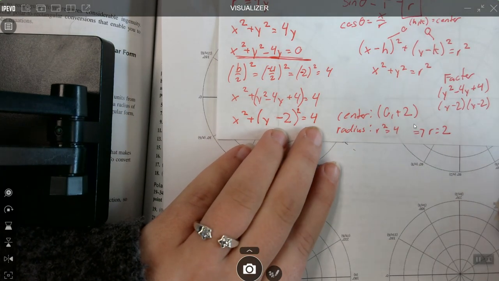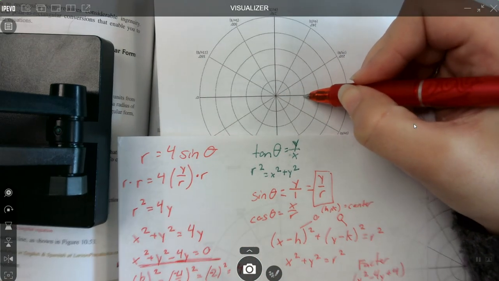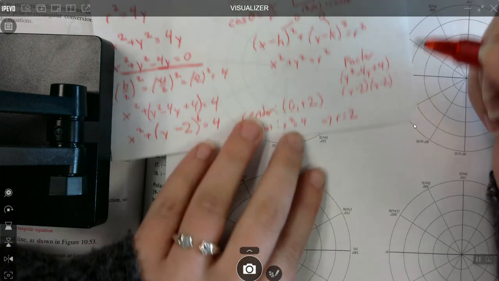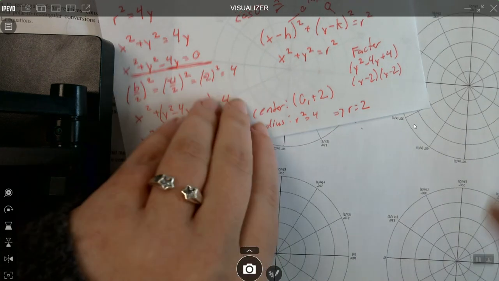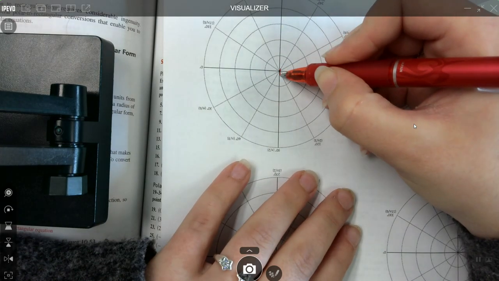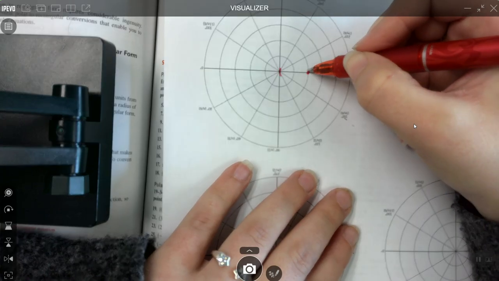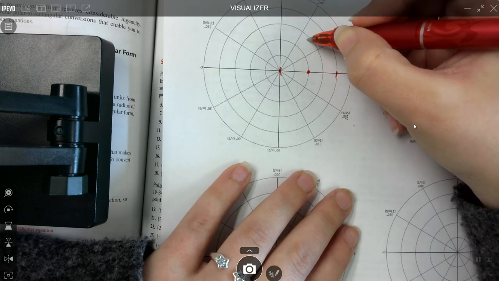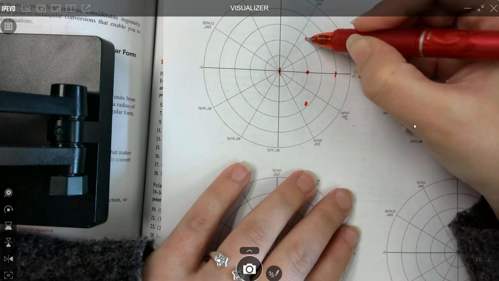Yep. Center was at 0 plus 2, so it's going to be a little funky. We're graphing this on a polar graph right now, so it's a little weird. Our radius is how much? 2. Okay, so I'm going to go out 2 in every direction. Pretend this is now y and this is x. So we go up about 1, 2, and then we just connect them and it's a circle.